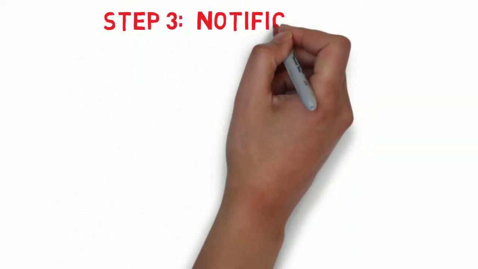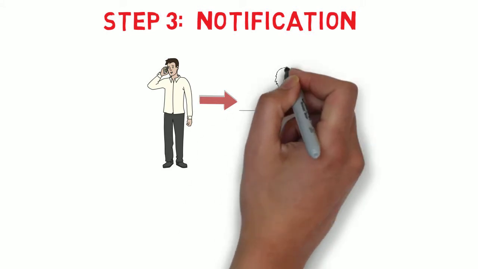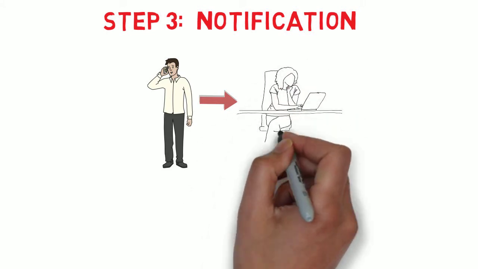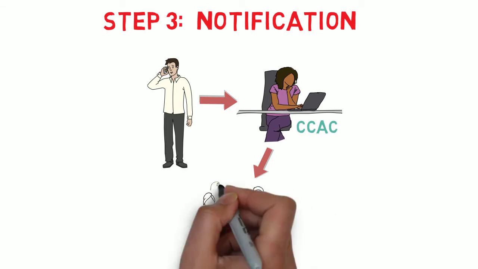Step 3. Notification. The OACCAC Chief Privacy Officer contacts the CCAC Privacy Officer to inform him or her of the event. Good thing you didn't open the attachment, otherwise the patient's privacy could have been breached. As the health information custodian, the CCAC would need to notify each of the 92 affected patients in the event of a breach.